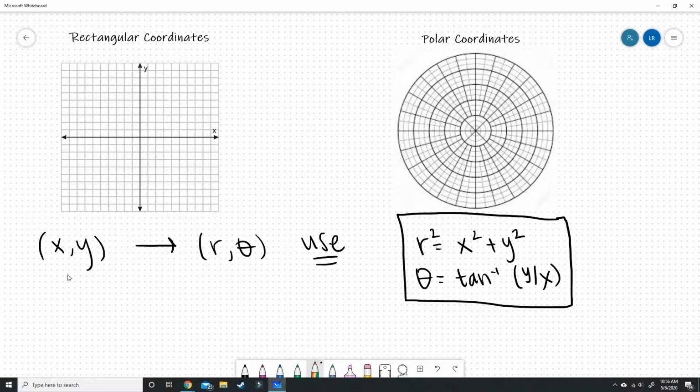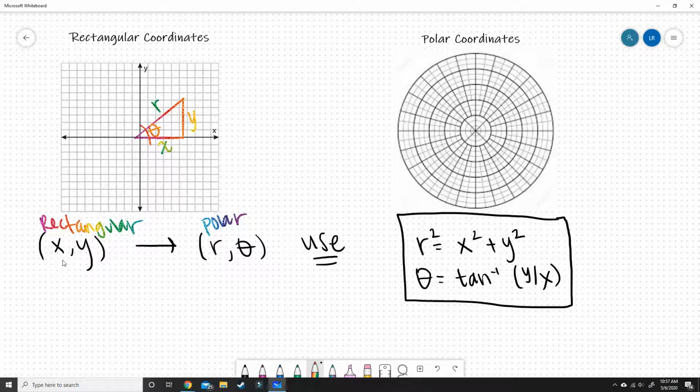And then we talked about if you want to go from rectangular to polar, use this here. This says that r squared is equivalent to x squared plus y squared, and theta is equivalent to the inverse tangent of y over x. And all of that makes sense when you have a triangle drawn on here. And you know that theta is coming out of the origin. This is going to be our y, this is going to be our x, and this is our r.